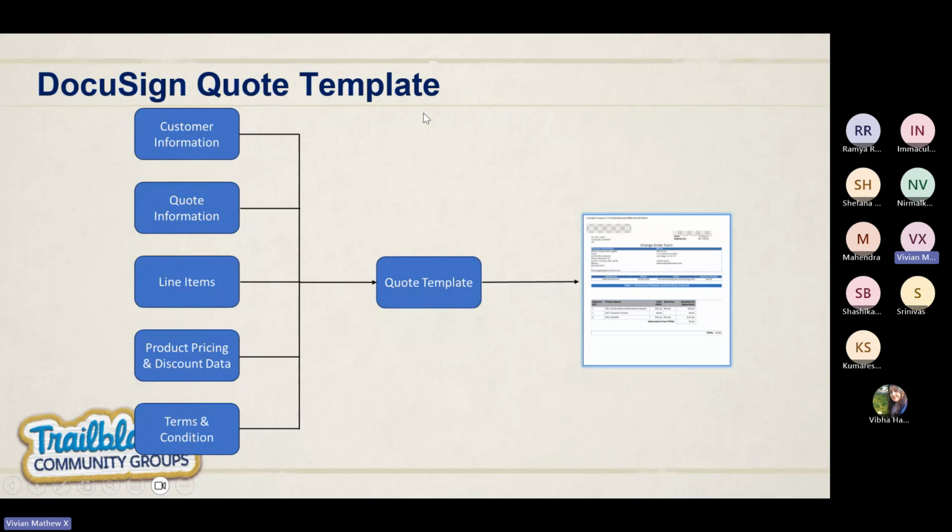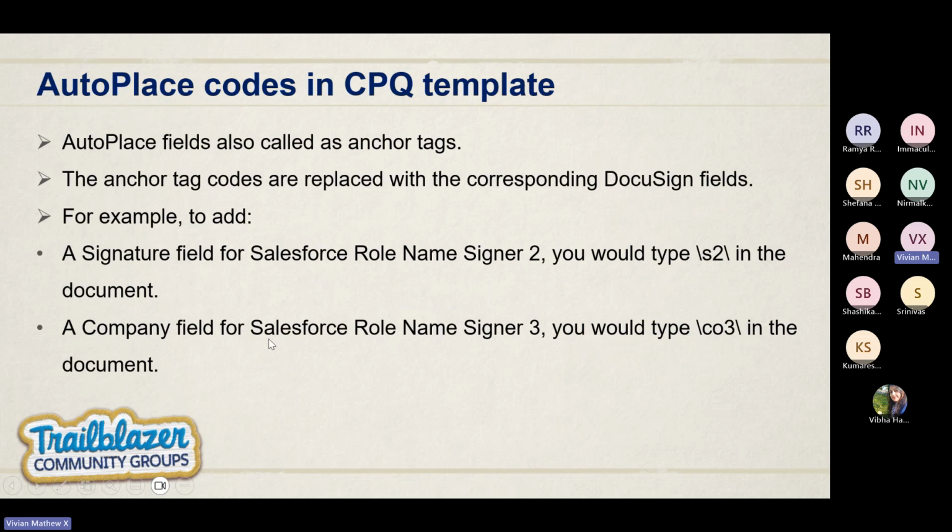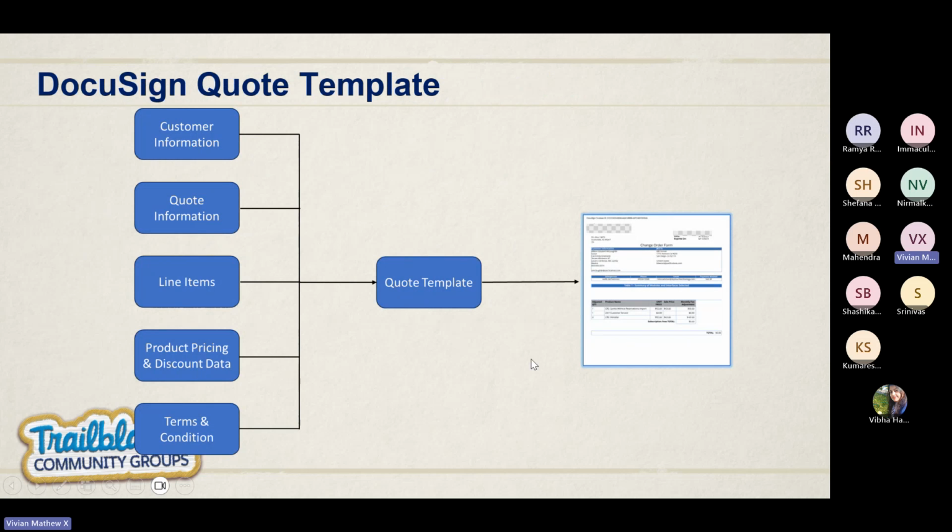In general, you'll have the customer information on top, then quote information and the quote line items, followed by the discounts. You can also add some dynamic quote line items and sections here. For example, if you're selling product B that needs to be shown in a different section, you can add it as dynamic content. Along with that, you can add terms and conditions to your code template.